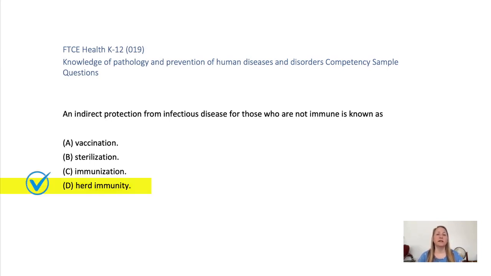The correct answer is D. Herd immunity. Herd immunity is also known as population immunity. It is an indirect form of protection against infectious diseases. It happens when a large percentage of the population has been vaccinated against a certain disease.